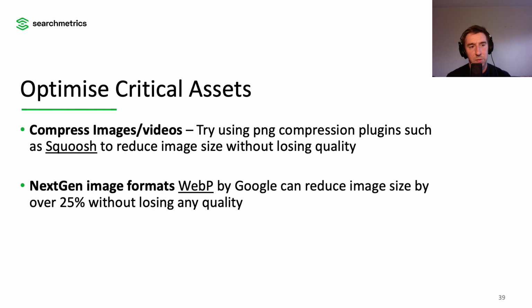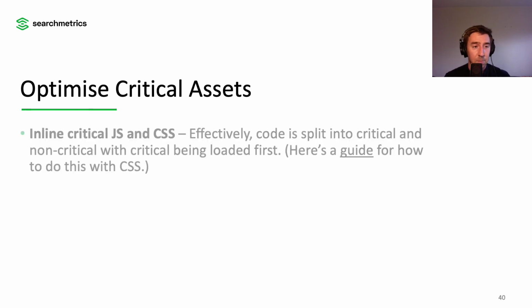We've touched on a few of these points. I'd recommend compressing images and videos as much as possible. You can consider PNG compression using a plugin such as Squoosh. If you download these slides, these links are actually hyperlinks that will take you directly to the resources, so I'm not going to go into too much detail. You can consider using an image format WebP by Google themselves. That actually reduces image size by 25% without losing any quality.